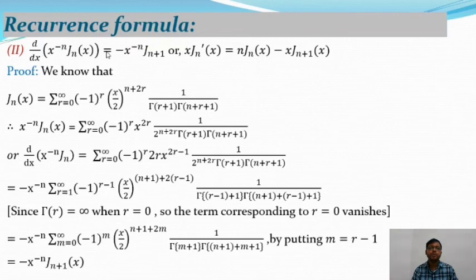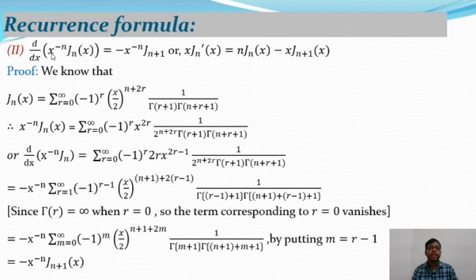Okay, so you know the nth order Bessel's function is the summation over r equal to 0 to infinity of (-1)^r (x/2)^(n+2r) into 1 by gamma(r+1) into gamma(n+r+1). Okay, so this is the formula of the nth order Bessel's function.